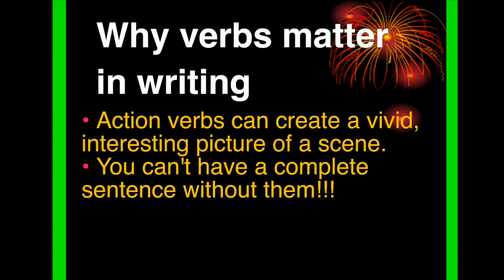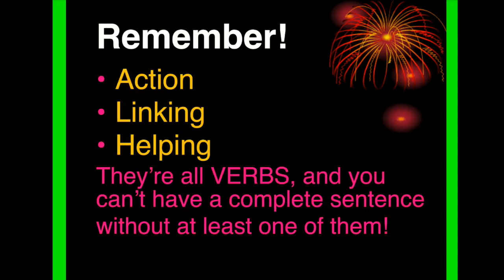Here's why verbs matter in writing. Action verbs can create a vivid, interesting picture of a scene. And you can't have a complete sentence without them. If your sentence doesn't have a verb in it, then it's not actually a sentence and you need to fix it. So remember, you have three types of verbs: action, linking, and helping. They're all verbs and you can't have a complete sentence without at least one of them.